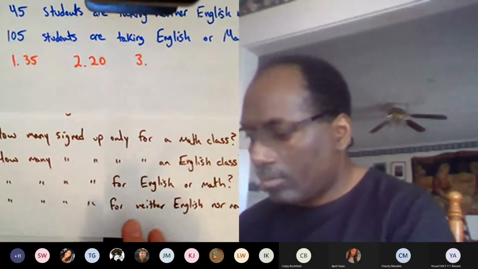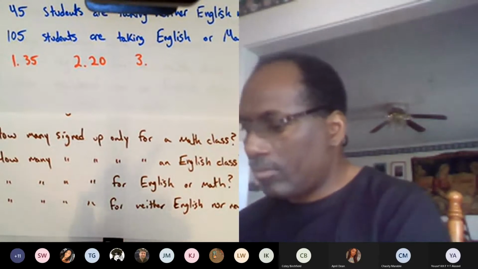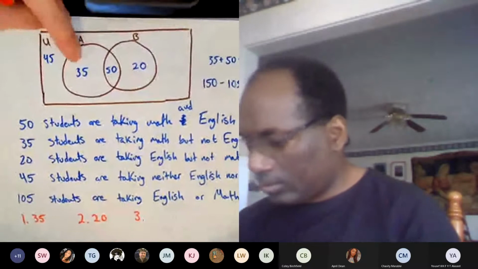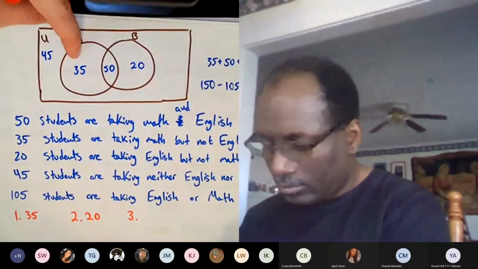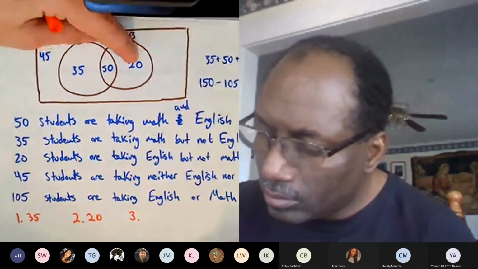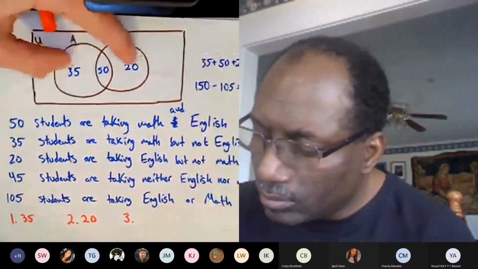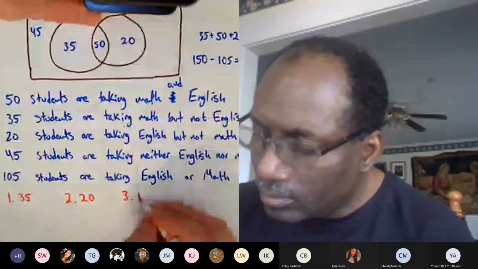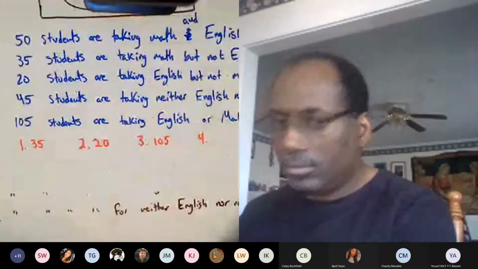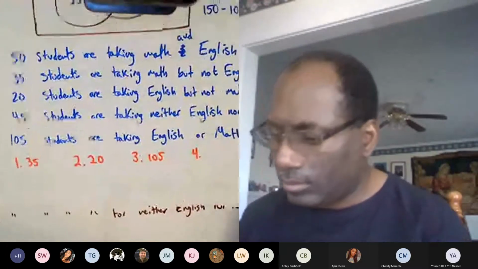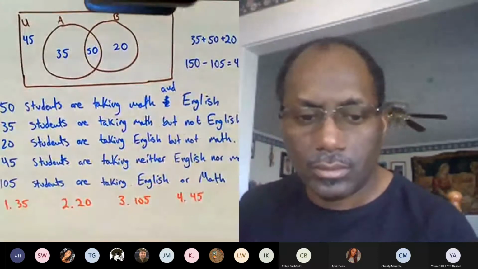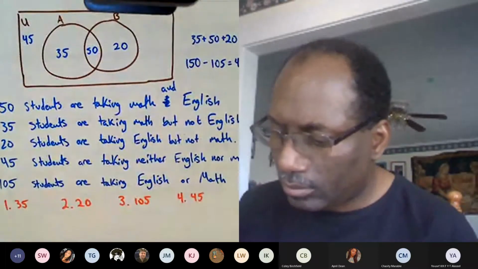How many signed up for English or math? Well, that means they can be here in the strictly only math club, here in the both club, or here in the strictly English club, because when I'm saying English or math, then they all count here, and we found that number to be 105. And then number 4 says, how many students are not in either club, right? How many students are not taking English or math? And we calculated that to be 45. Good. Okay.